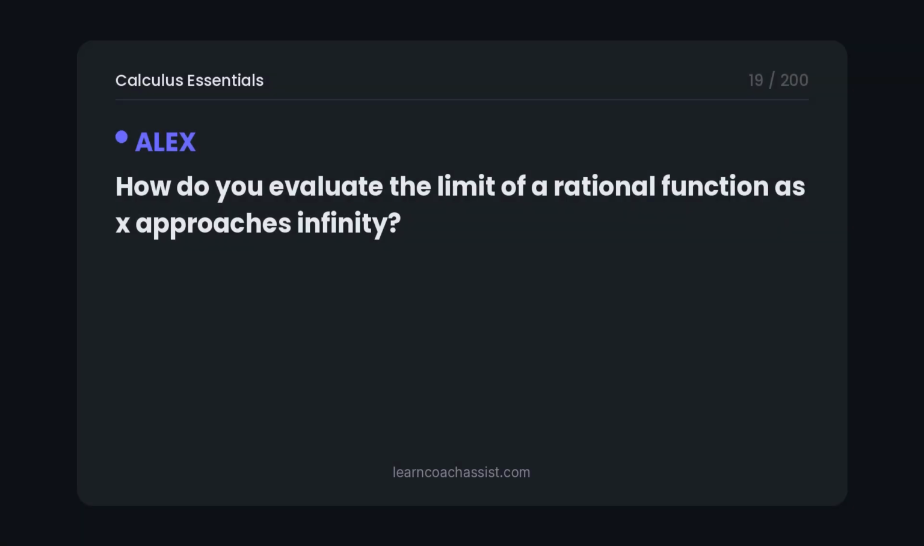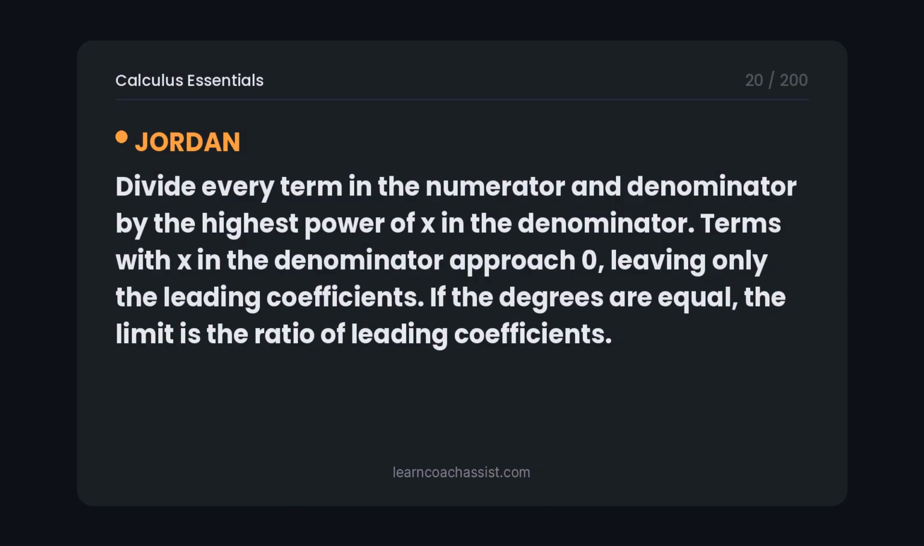How do you evaluate the limit of a rational function as x approaches infinity? Divide every term in the numerator and denominator by the highest power of x in the denominator. Terms with x in the denominator approach 0, leaving only the leading coefficients. If the degrees are equal, the limit is the ratio of leading coefficients.